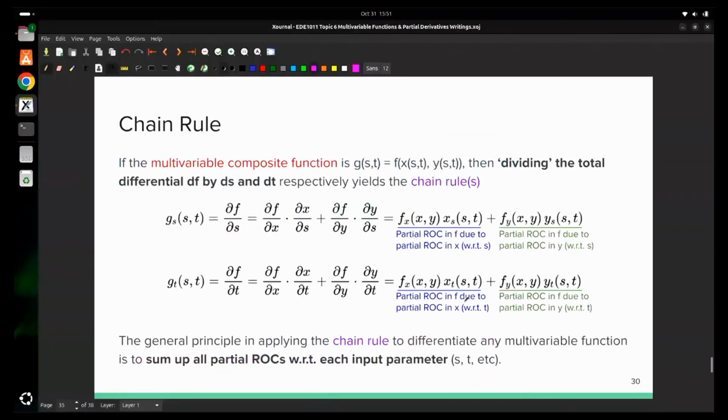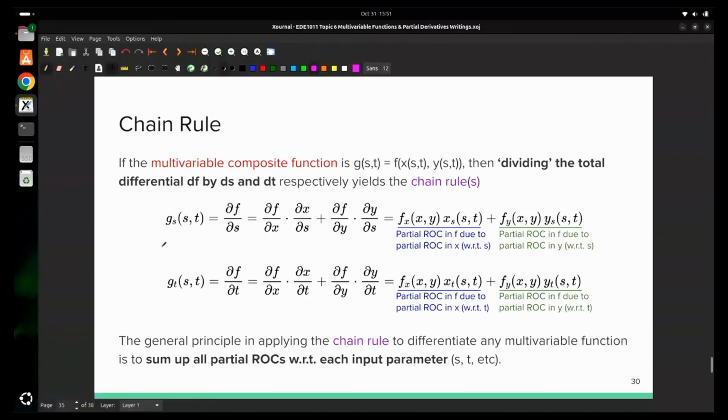You can also have the interior functions being multivariable functions as well. Just now it was x of t, y of t, right? Now it is x of s,t, y of s,t. That means the interior functions themselves can also be multivariable functions. So if that's the case, your f of x,y will return you a function of s,t. So let's call that g of s,t.